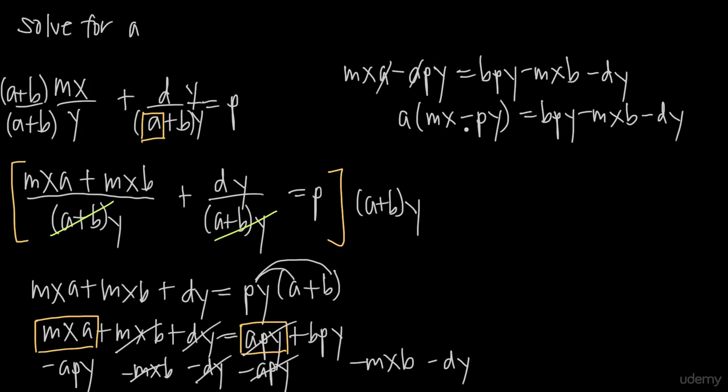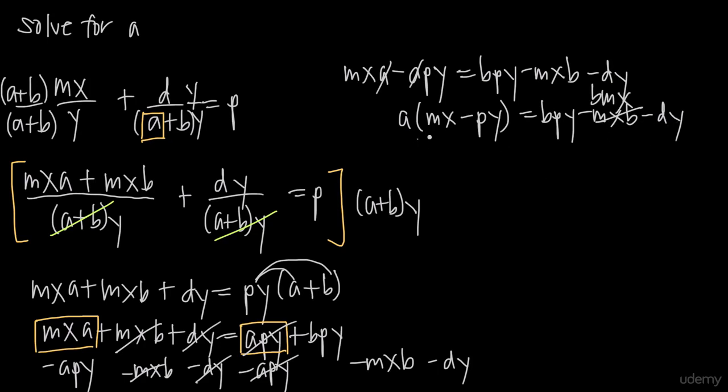Now before we go ahead and divide both sides through by quantity mx minus py, let's make sure we've got all of our variables ordered correctly. So it's customary to list the variables in alphabetical order. Mx and py are okay, bpy is okay, but here we have mxb. It would be best just to change this to bmx so that it's alphabetical order. So we have bmx instead of mxb, and then dy is okay.